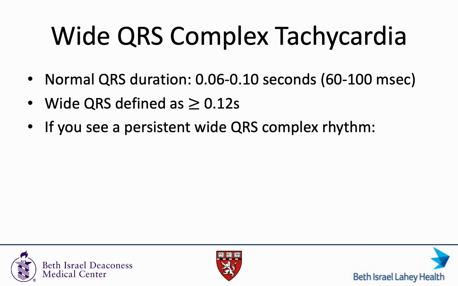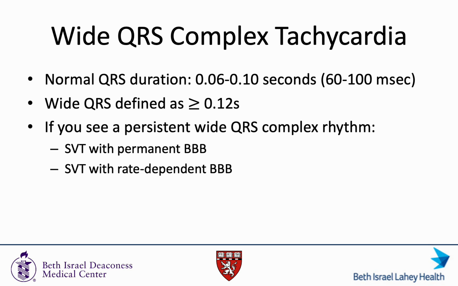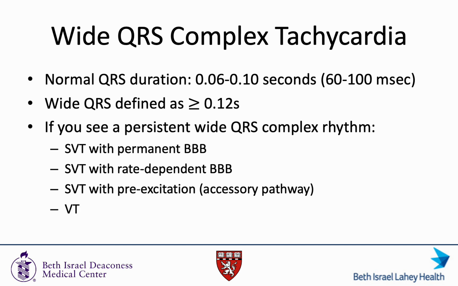If you see a persistent wide QRS complex rhythm on an EKG, you should think about 5 major buckets of etiologies. First, SVT with a permanent bundle branch block. Second, SVT with a rate-dependent bundle branch block. Third, SVT with pre-excitation, ventricular tachycardia, or a toxic ingestion.